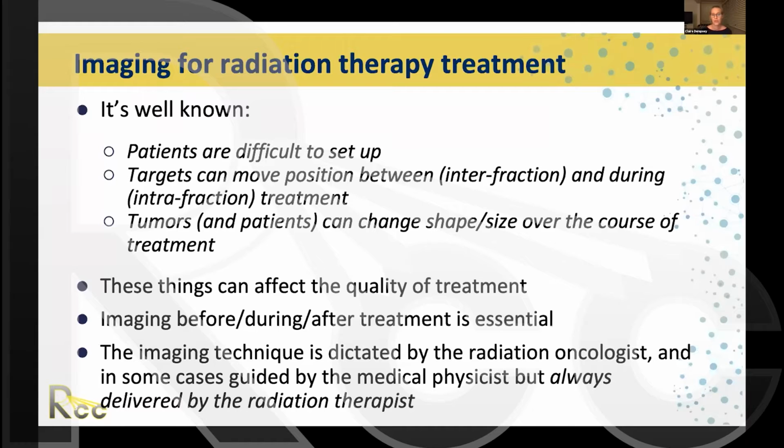So the tumours and also the patients themselves can change shape and size over the course of treatment as well, whether they're getting swelling from treatment or they're losing weight due to their treatment and their illness as well. So all of these things can affect the quality of the treatment that your patients are receiving. So particularly when we're moving to something like IMRT and VMAT, imaging, either before, during, or after, and if possible, all of those is essential to make sure that we're actually treating the target inside our patient.